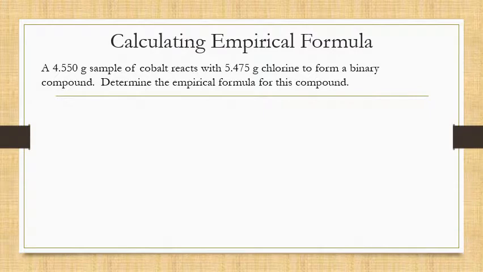So now we have that information. Let's see if you can do a problem. So you're given a 4.55 gram sample of cobalt and it reacts with 5.475 grams of chlorine to form a binary compound. Determine the empirical formula of that compound.